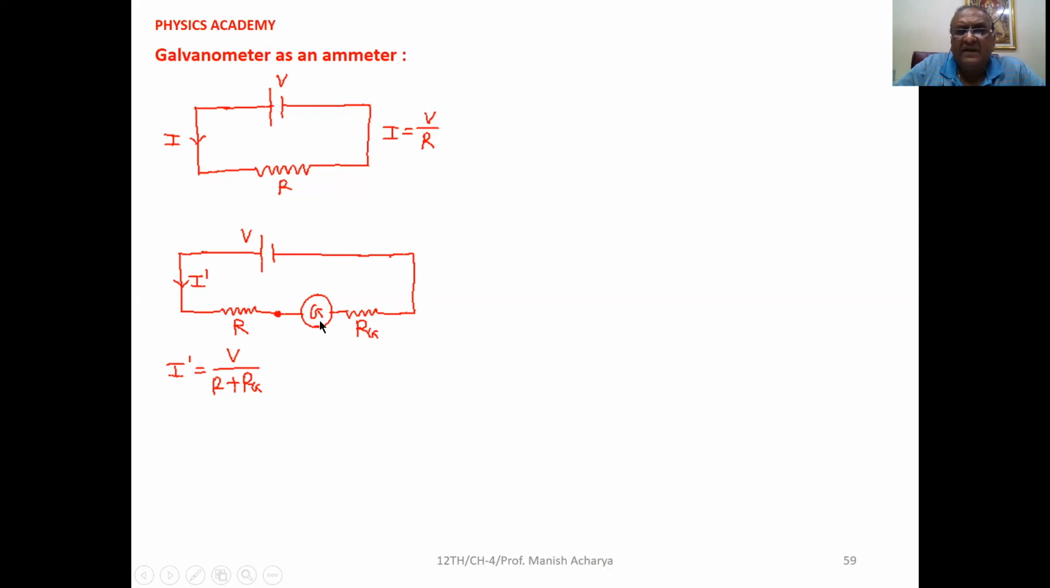Second thing, galvanometer is a very sensitive device and its current capacity is very small. So if a slightly larger current than its current capacity passes through it, it will be permanently damaged. So these two limitations are there, due to which we can't use galvanometer as an ammeter. Now what do we have to do to convert this galvanometer into an ammeter?